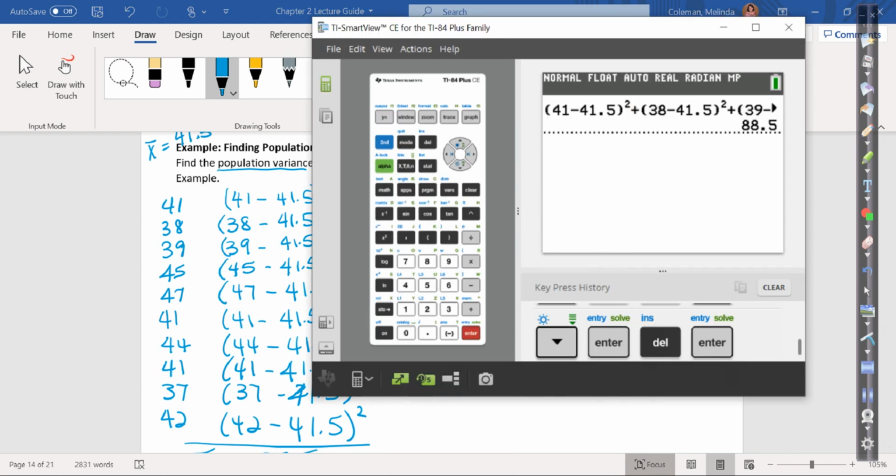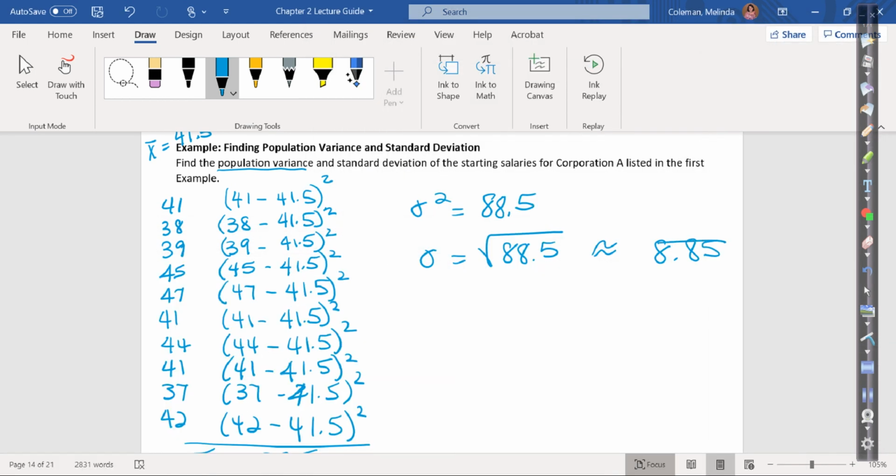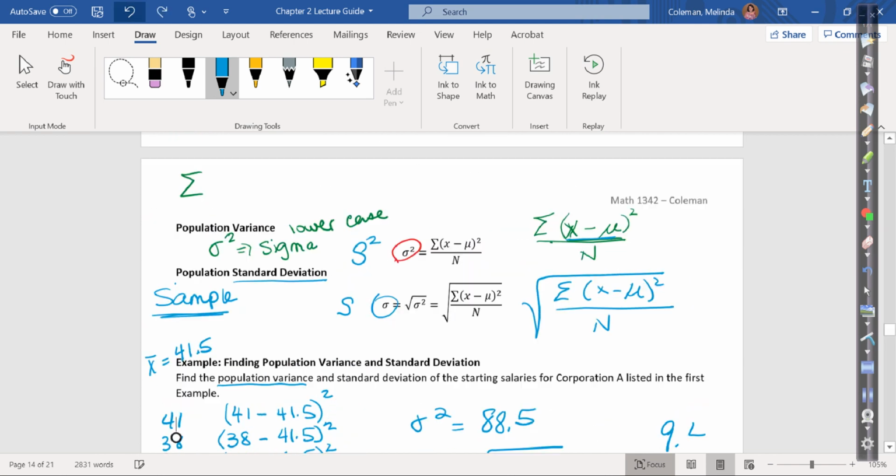On your calculator, your square root button is above your squared, so second square root of 88.5, and that gives me, well, I was looking at the wrong number, sorry, 9.4. Oh, that's why it didn't work out. I'm so sorry. All right, let me undo this.